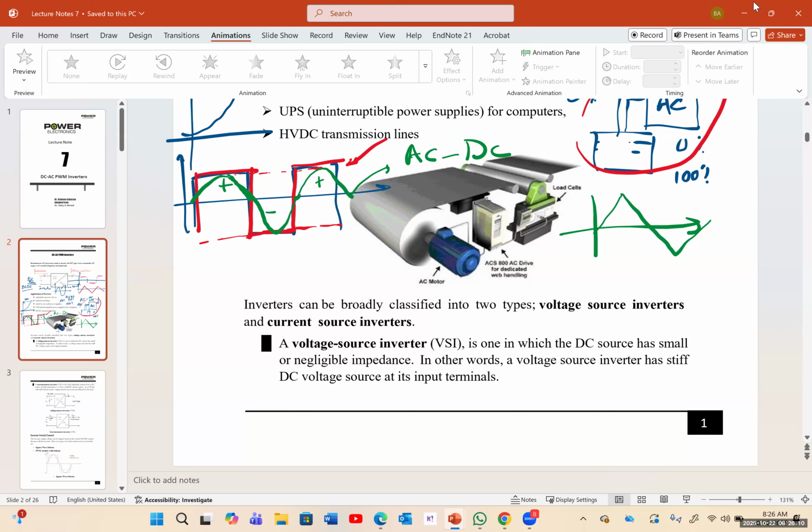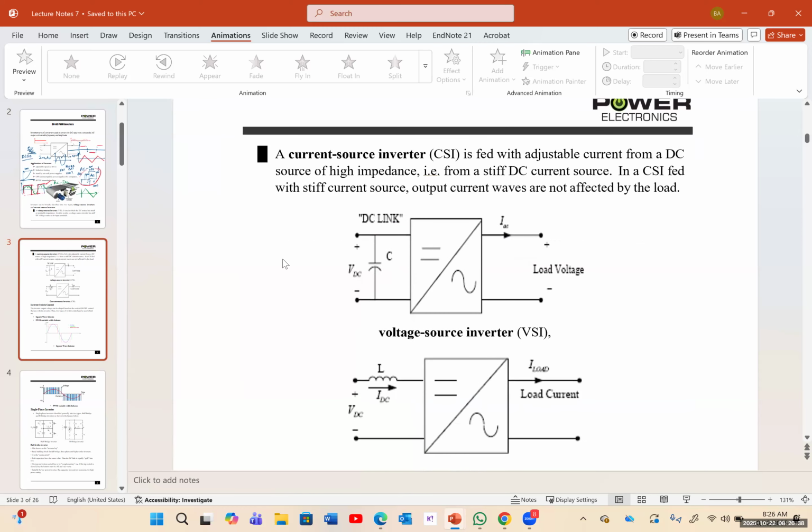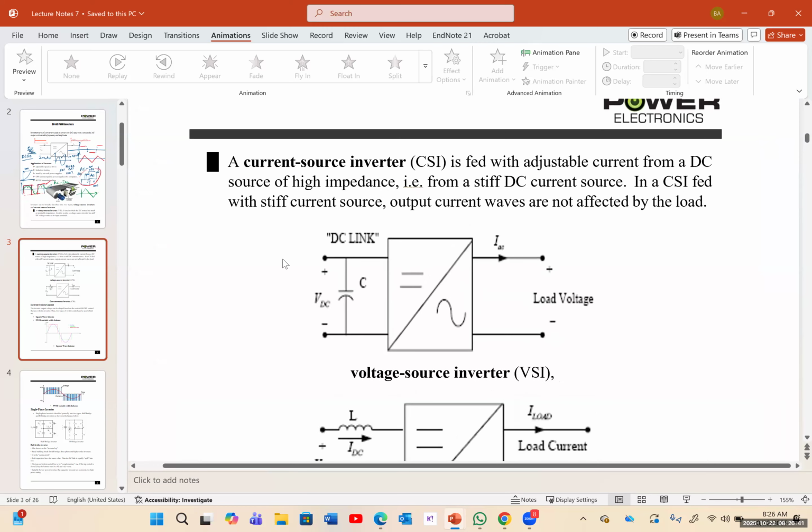The voltage source inverters, one good example are the EVs, which you have a battery pack, large battery pack, and usually the input voltage is also constant. And the DC source, the batteries, have very negligible impedance as well. So EV is a good example of a voltage source inverter. And even some large PV systems as well, solar systems as well. And we have current source inverters, or CSI.